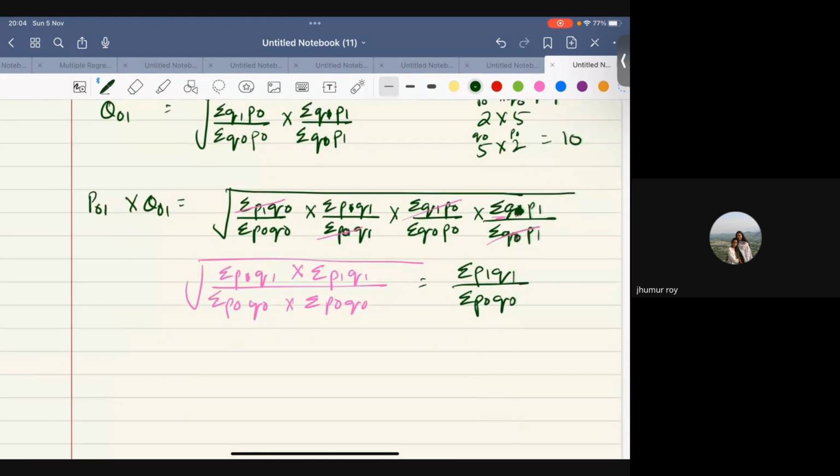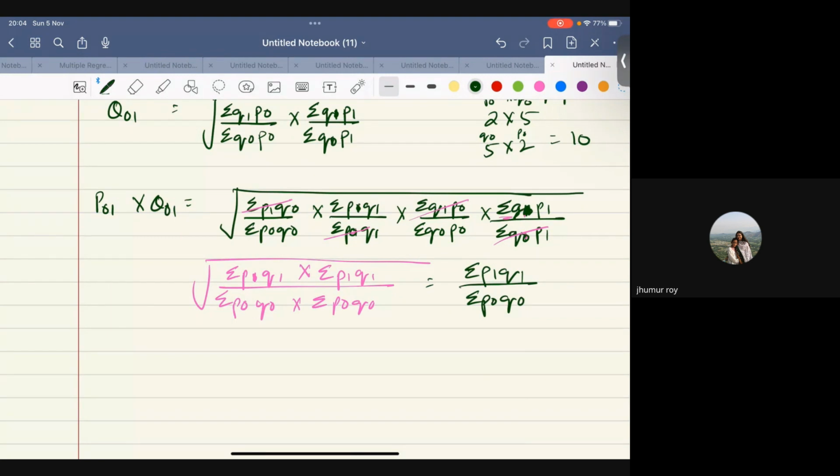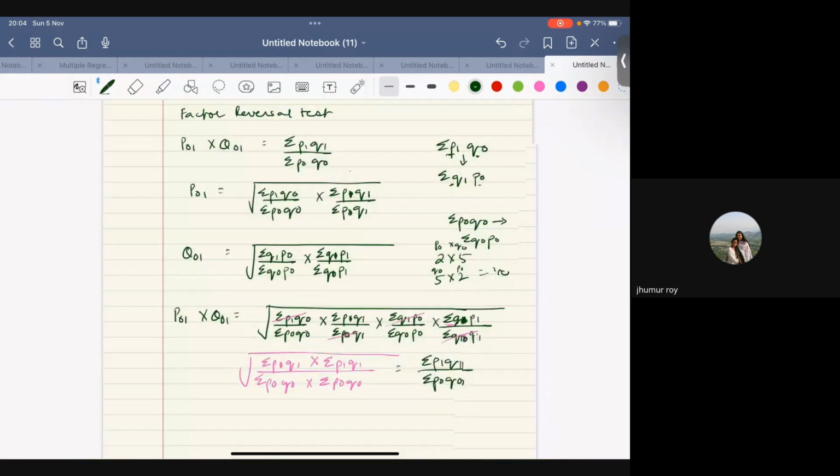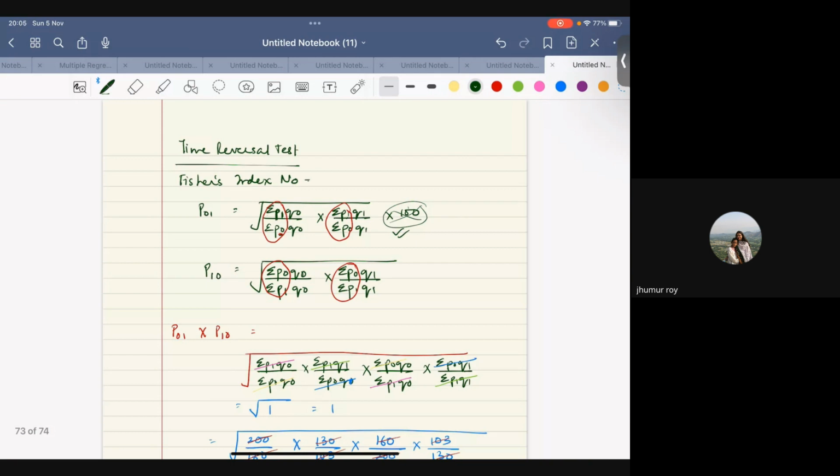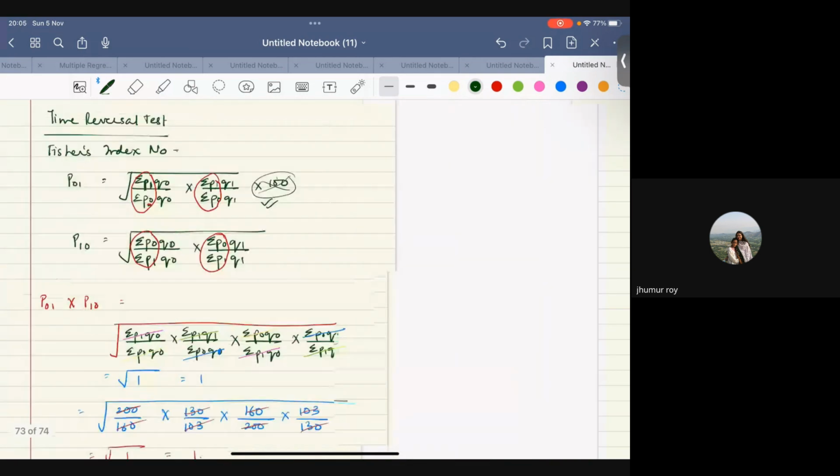Now if you put in all the values of the previous question and cancel out, you will get the same answer, that it will come out to be sigma P1 Q1 upon sigma P0 Q0. Is it clear? Can you all substitute? I'll give you 1 minute. Find out if you're getting the same answer.